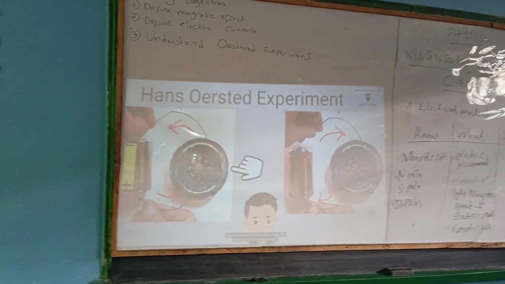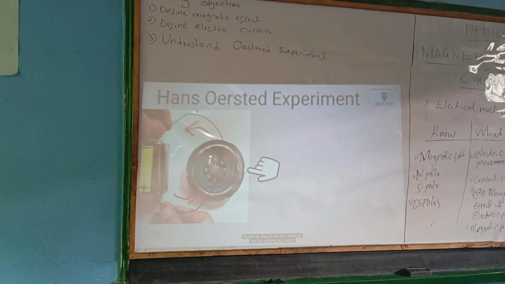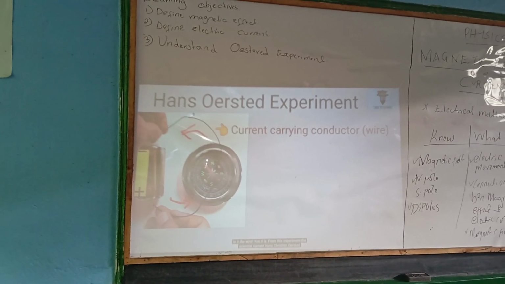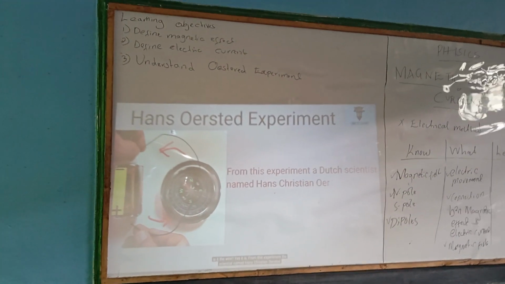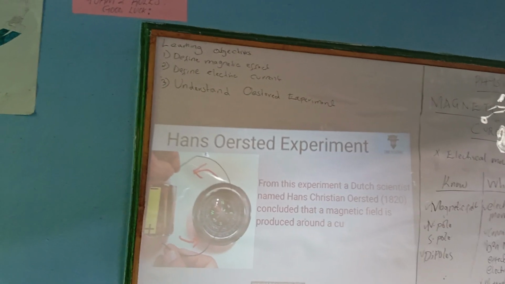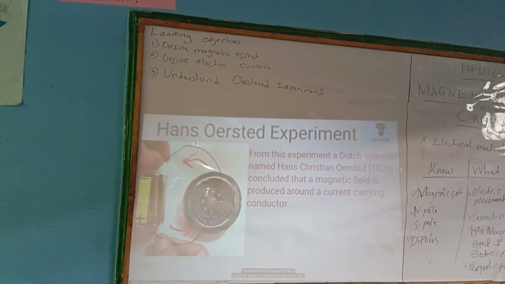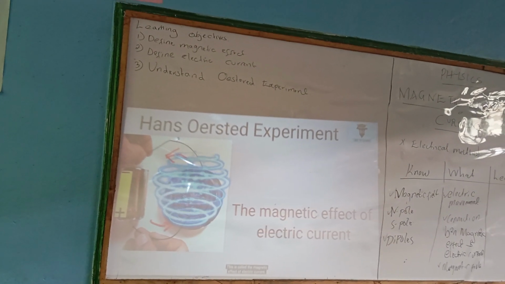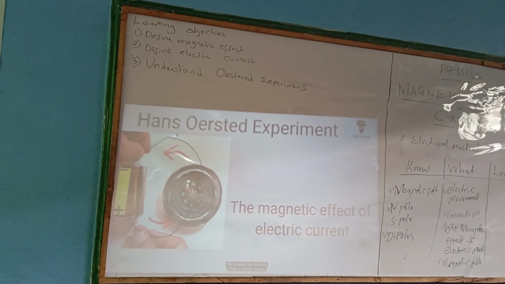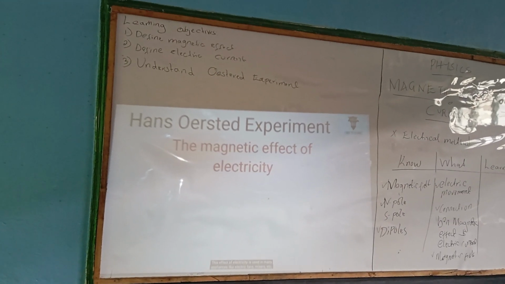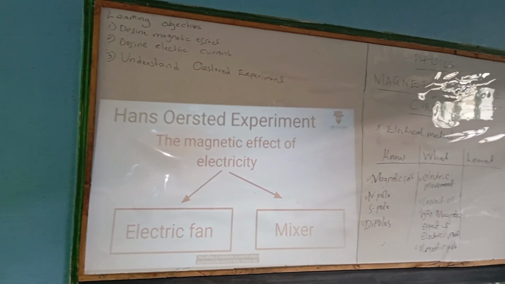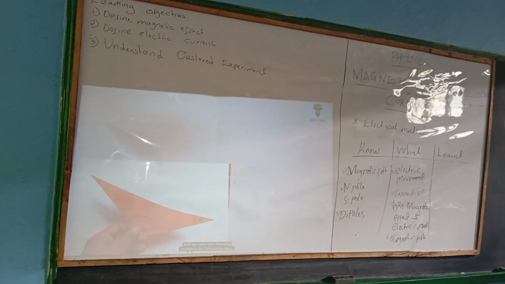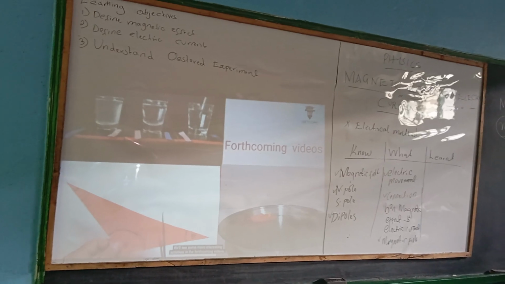Wondering, where's the other magnetic field that deflects the needle? Is it the wire? Yes, it is. From this experiment, a Dutch scientist named Hans Christian Ørsted concluded that a magnetic field is produced around a current-carrying conductor. This is called the magnetic effect of electric current. This effect of electricity is used in many appliances like electric fans, mixers, etc. We'll see some more interesting activities in the forthcoming videos.